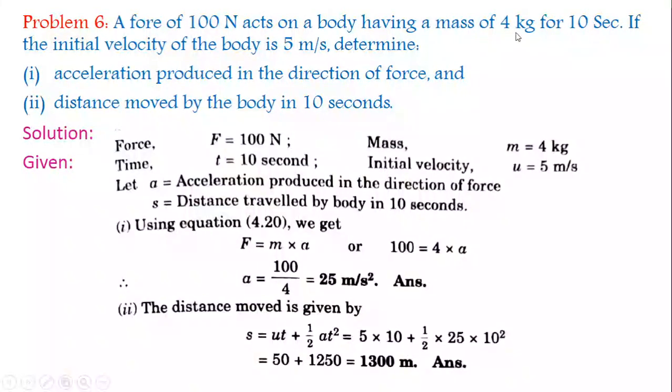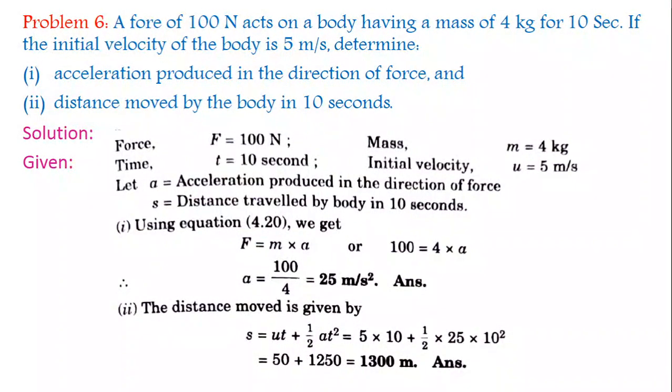The mass of the object we also have to consider here. The object has a mass of 4 kg, and we are applying 100 Newton to it. What acceleration will be created? Using Newton's second law of motion, we will find the acceleration of the object. Next is the distance moved by the body in 10 seconds. With that acceleration, in 10 seconds, what distance is covered by the object? You have to find the solution.